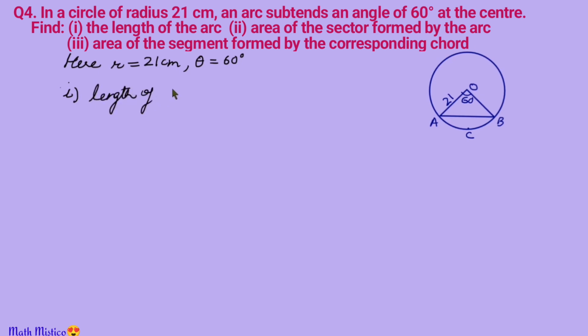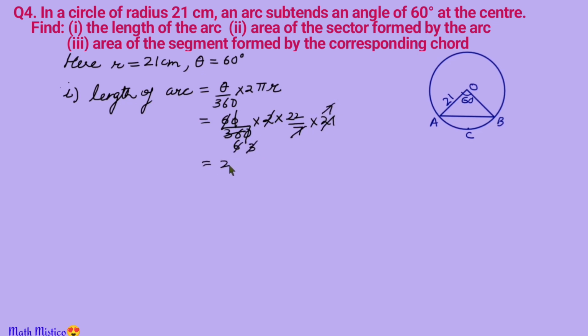So length of this arc is equal to theta upon 360 into 2 pi r, equal to 60 upon 360 into 2 into 22 upon 7 into 21. Cancelling various parts and multiplying the remaining, it is equal to 22 centimeters.